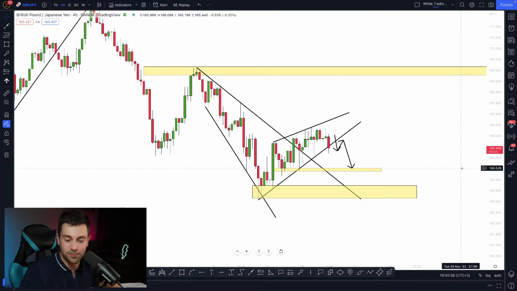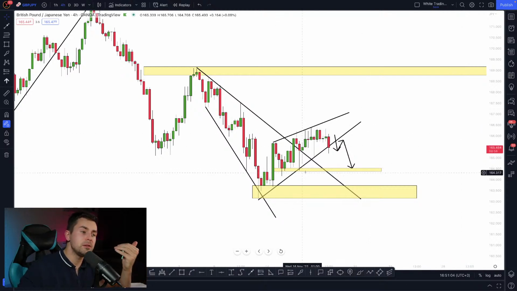IPC Gaming says, brother, as we discussed, the pound yen in a flag pattern. I'm patiently waiting for breakout. Yeah, so it is either a flag or the wedge.